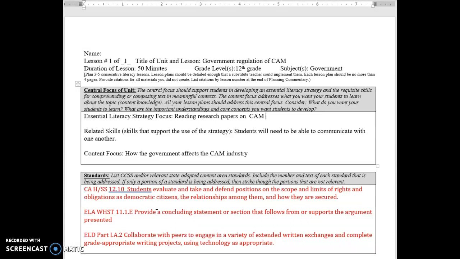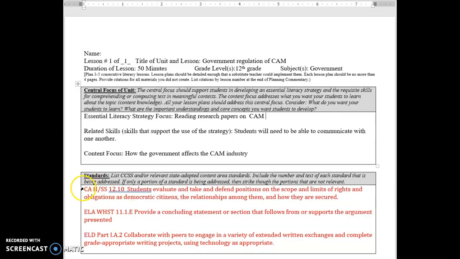The title is going to be Government Regulation of CAM, also known as Complementary and Alternative Medicines. So my content focus is going to be focusing on how the government affects the CAM industry. One of the essential literacy strategies will be reading a research paper on the CAMs themselves.